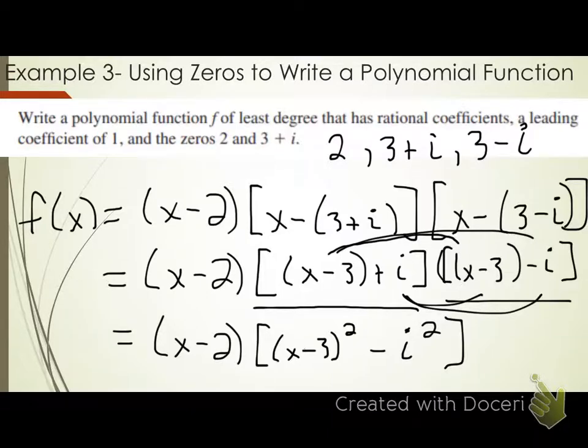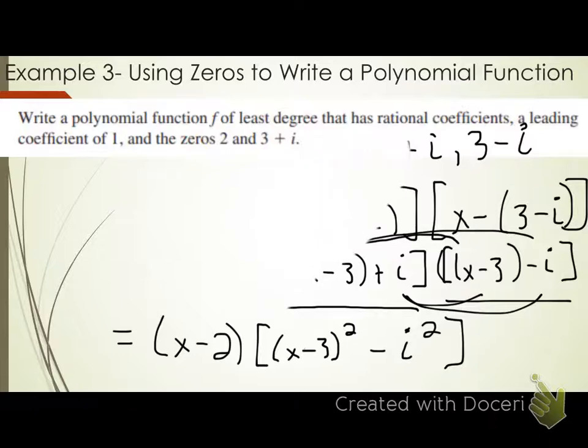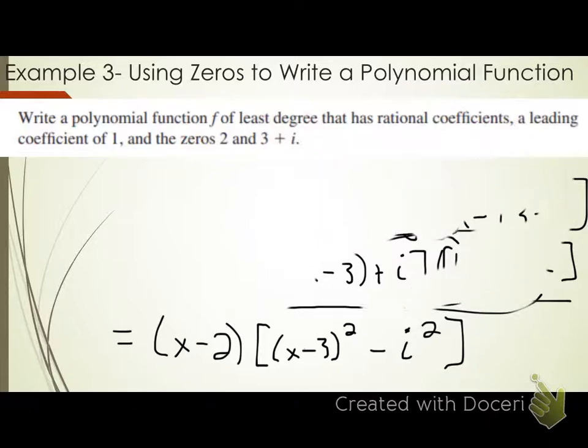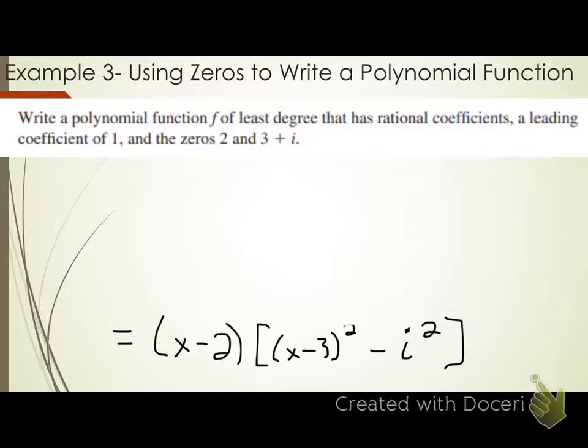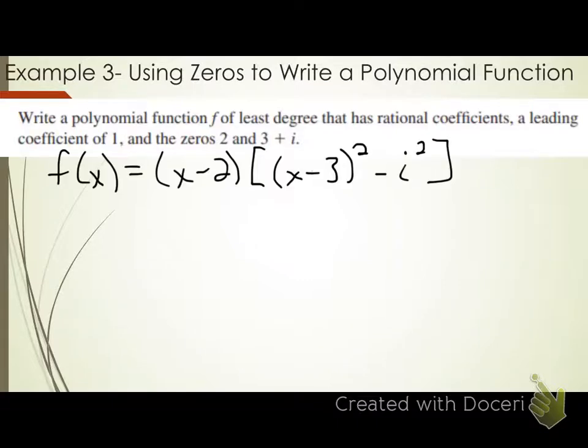So now I have x minus 3 squared minus i squared. I'm going to erase to give myself a little more room. This example is also in your book, so if you need to go look at it in your book, that might help as well. So here's what I have so far. Now I can multiply x minus 3 squared out. Don't forget about your x minus 2 over here.